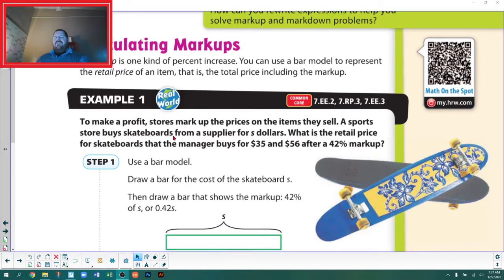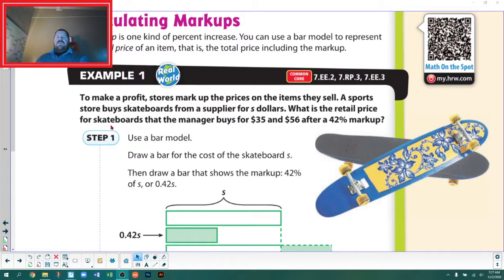A store buys skateboards from a supplier for S dollars. What is the retail price for skateboards that a manager buys for $35 and then for $56? So two different skateboards, and they want to mark it up 42% to get a 42% profit on those items.